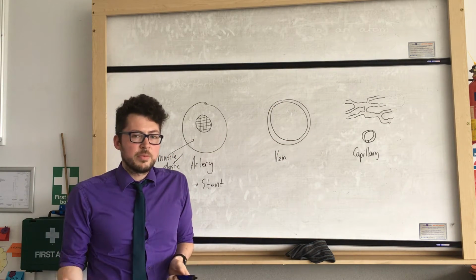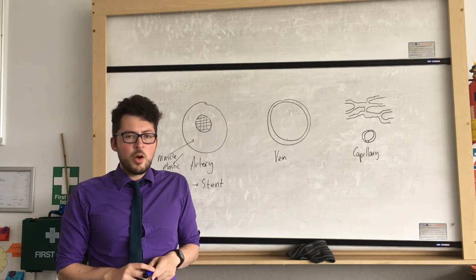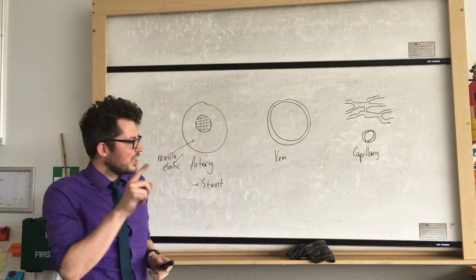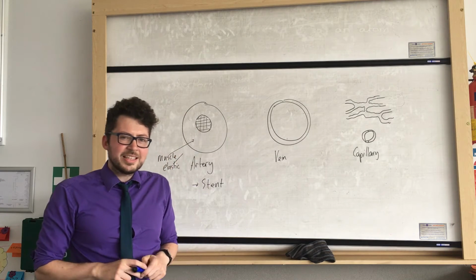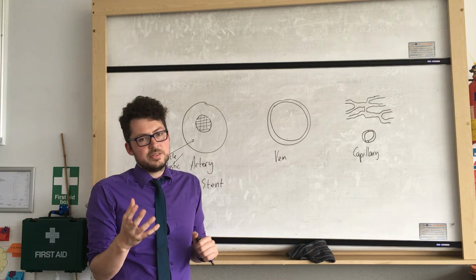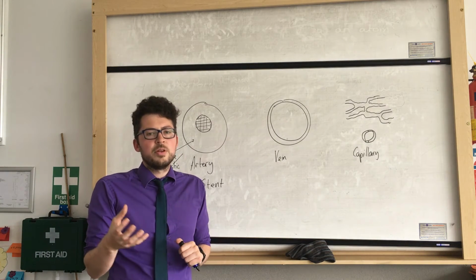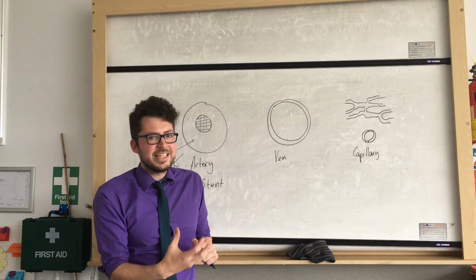This is because they're carrying blood back to the heart and it has a much lower pressure. Okay? So that's veins. Something else we need to know about veins is that they also contain valves. And these valves prevent the blood flowing backwards down the veins.